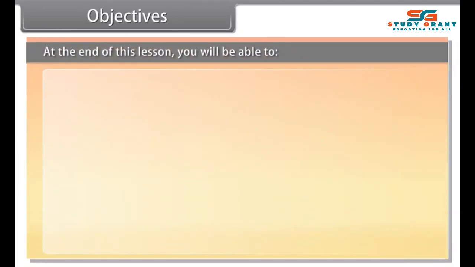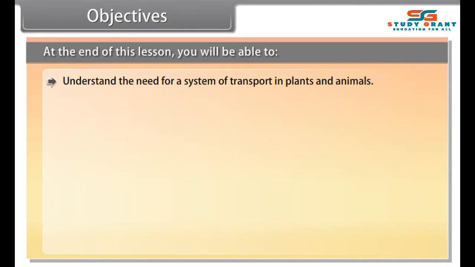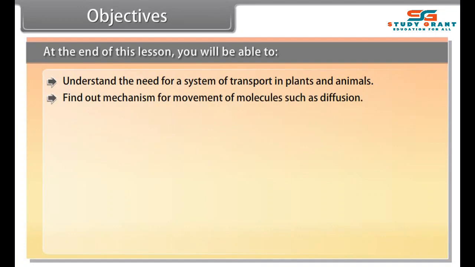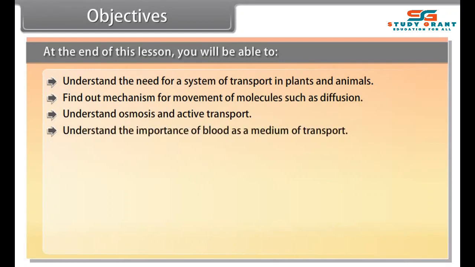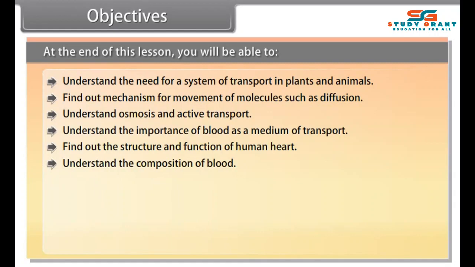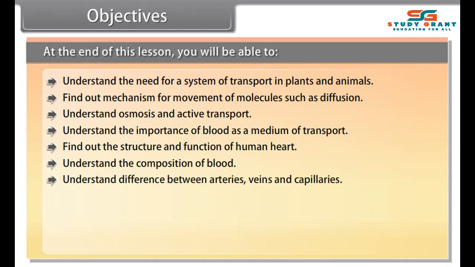At the end of this lesson, you'll be able to understand the need for a system of transport in plants and animals, find out the mechanisms for movement of molecules such as diffusion, understand osmosis and active transport, understand the importance of blood as a medium of transport, find out the structure and function of the human heart, understand the composition of blood, understand the difference between arteries, veins and capillaries.